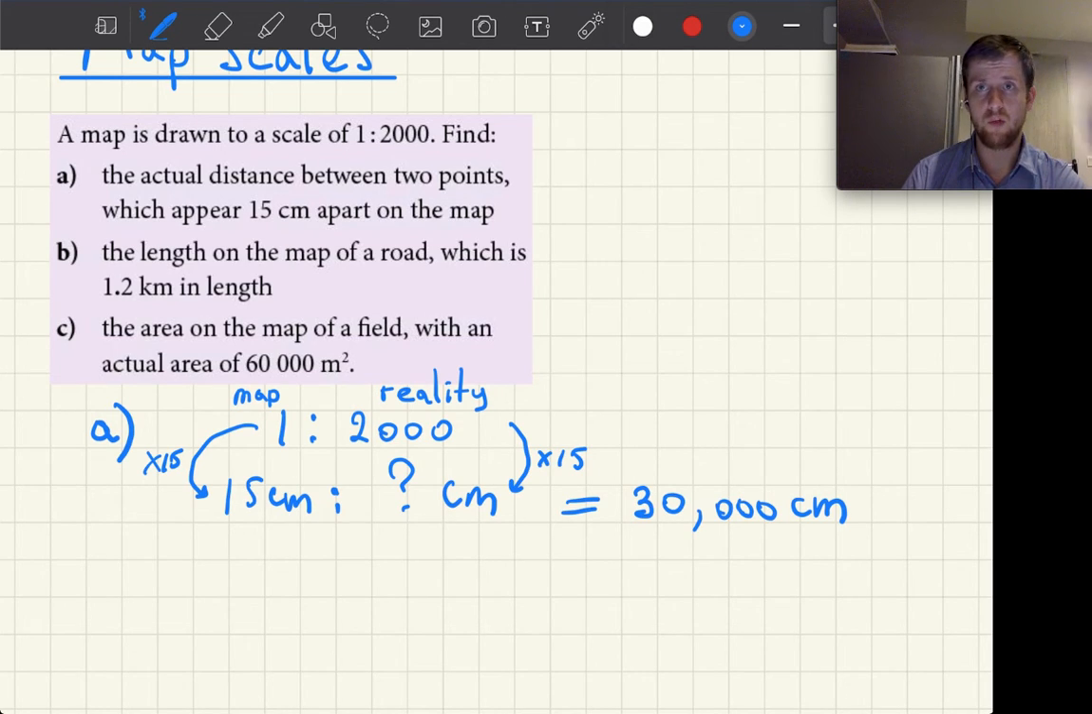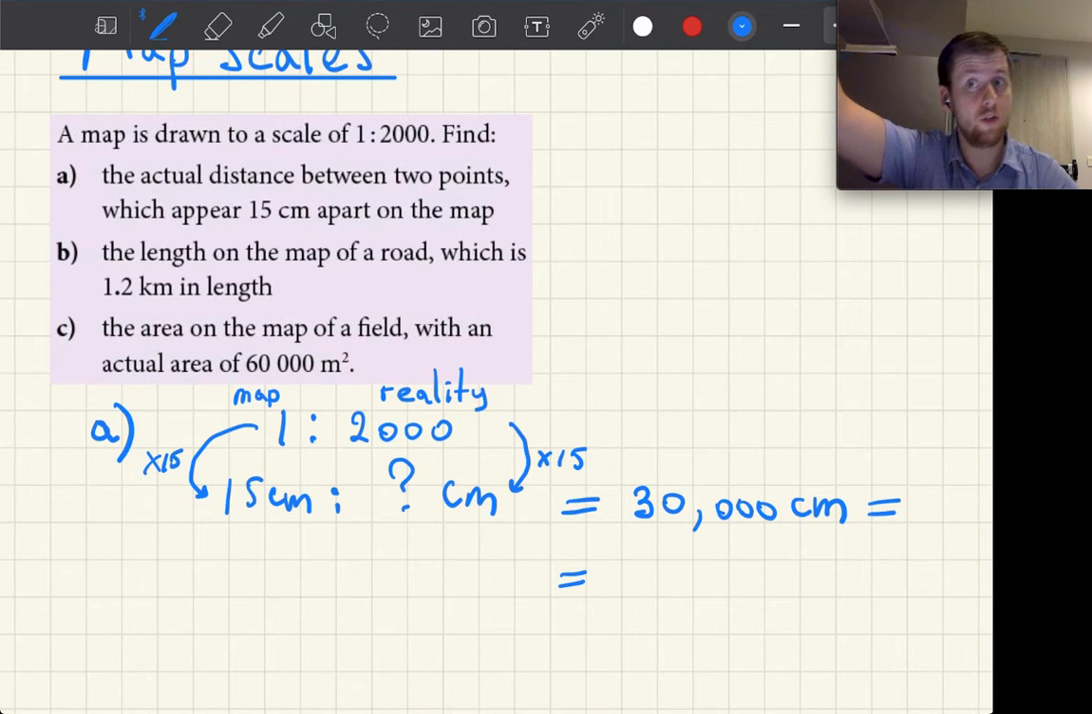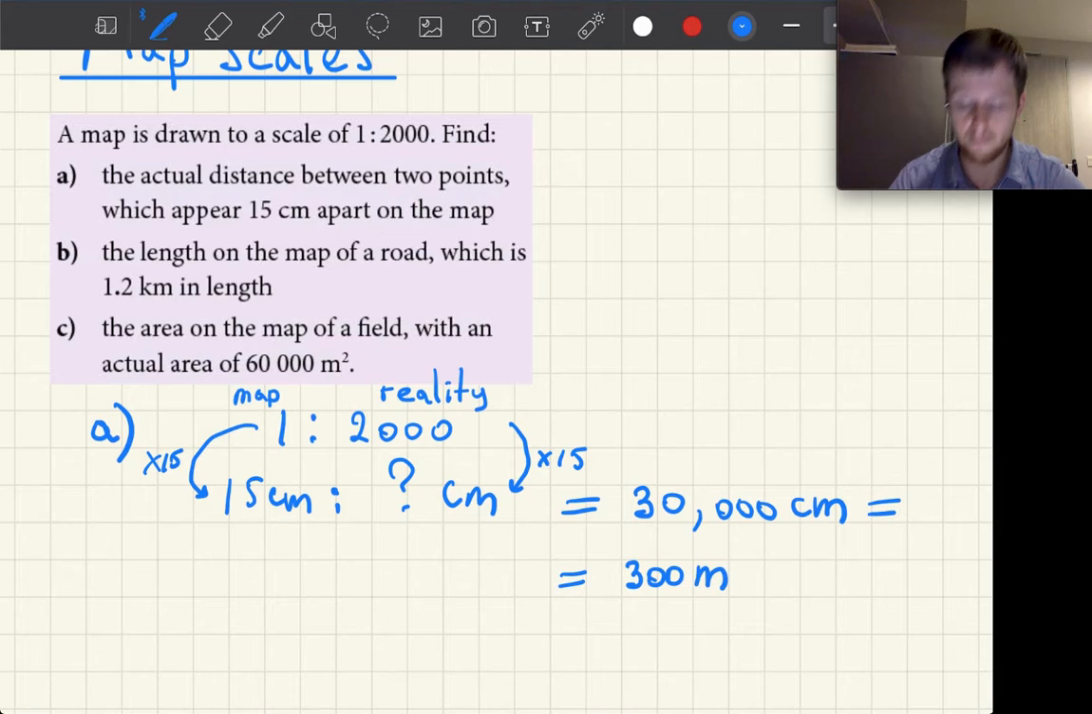30,000 centimeters doesn't really look that well, so we can convert it to meters, especially when it comes to the actual distance in the real world, right? We normally never say that thing is 30,000 centimeters from me, so we can convert it to something more believable, which would be meters. We can say that this is equal to 300 meters, and this should be your answer. Or actually, if you answer in centimeters, it's not a mistake, but just try to find some appropriate unit for your answer.